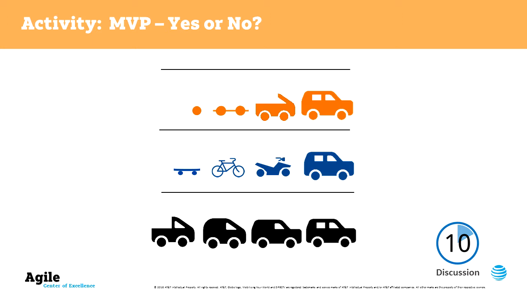But let's change the hypothesis a little bit and say that maybe we are a manufacturing company that has already created vehicles, but at this point in time, we've only created pickup trucks. So we can roll out the pickup truck. We've got something that our customers can use to get them from point A to point B.